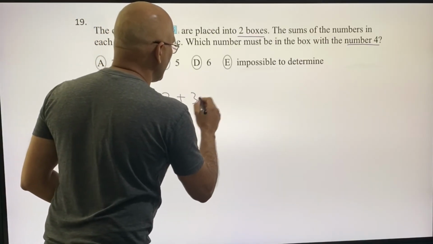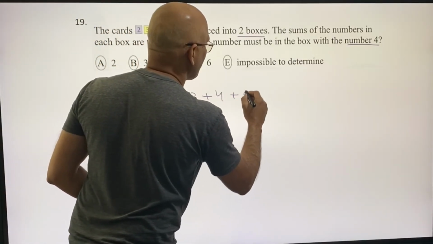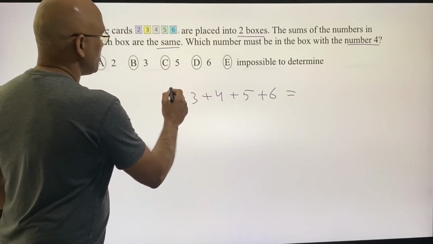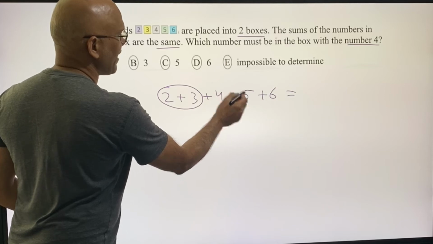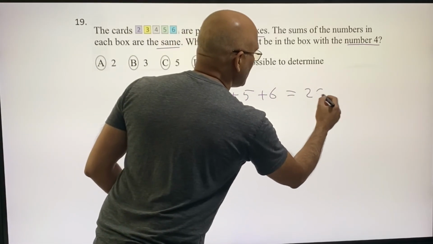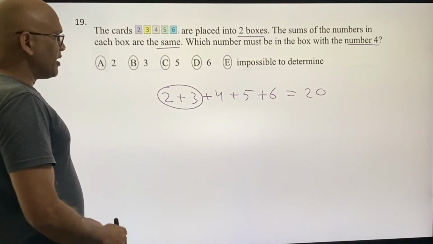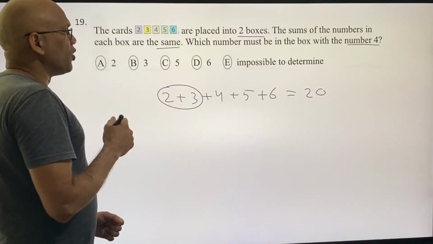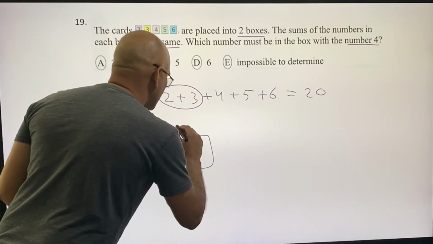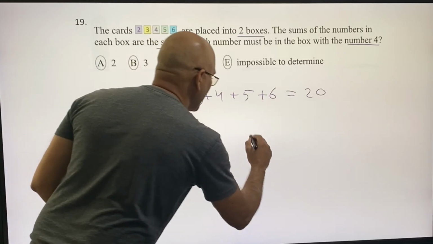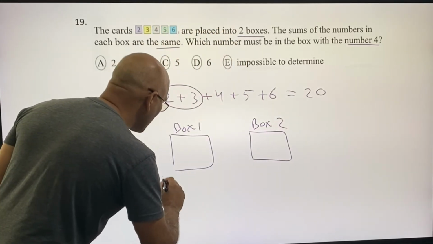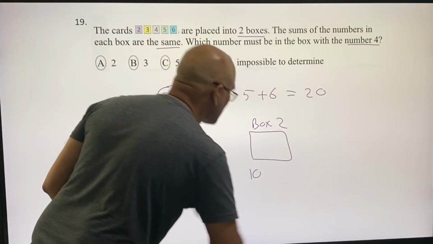2 plus 3 plus 4 plus 5 plus 6. 2 plus 3 is 5, plus 5 is 10, and then 6 plus 4 is another 10. So I have the sum as 20. Okay, so I have 2 boxes. Let's say this is box 1. This is box 2. The sum here has to be 10. The sum here also has to be 10.